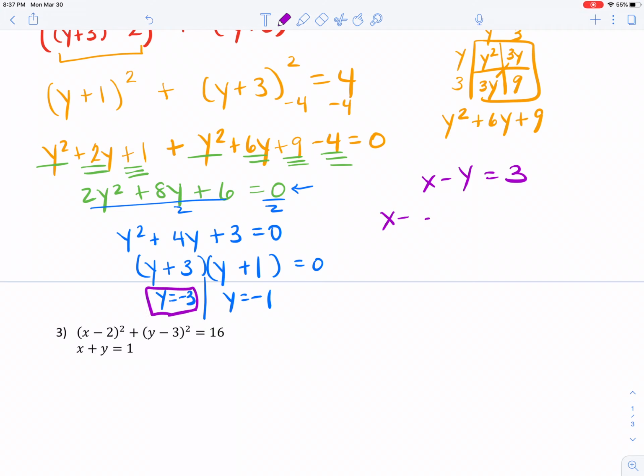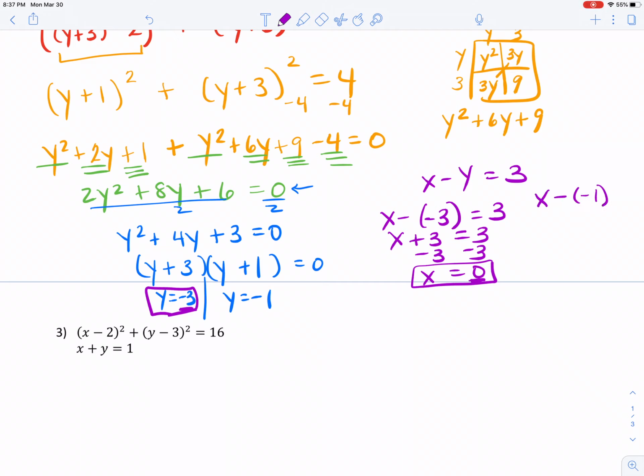And when y is negative 3, the equation looks like this. So I'm going to make this x plus 3 equals 3. If I subtract 3 on both sides, I get that x is equal to 0, giving me my first solution is 0 comma negative 3. Remember, x goes first. Then, in that same equation, I'm going to replace the y with negative 1, because we also got that y is equal to negative 1 over there.